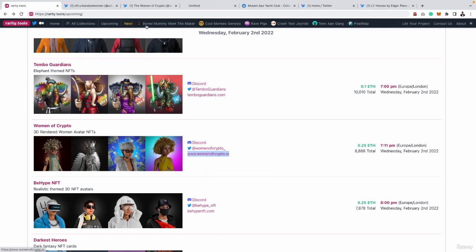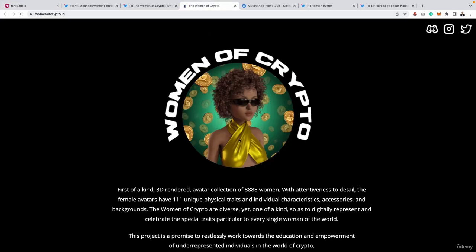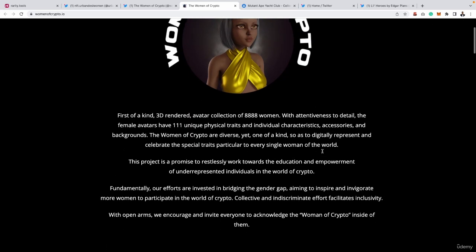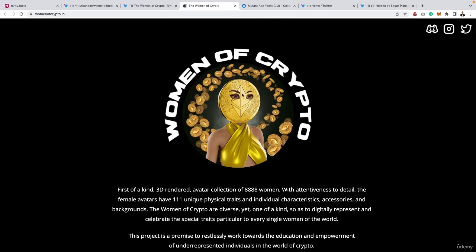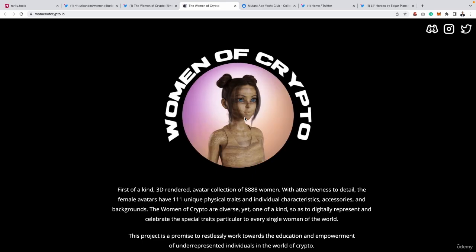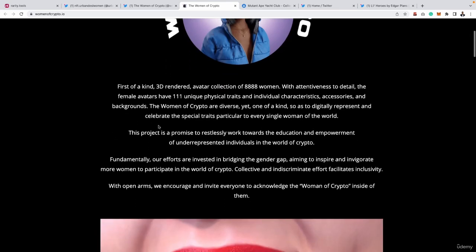To check the website, what you need to do is go back to rarity.tools and then click the bottom link, which is womenofcrypto.io. And here we have the website. It actually looks pretty cool, pretty clean. We've got the Women of Crypto. We've got all the different avatars you can have changing as well, which is quite nice.